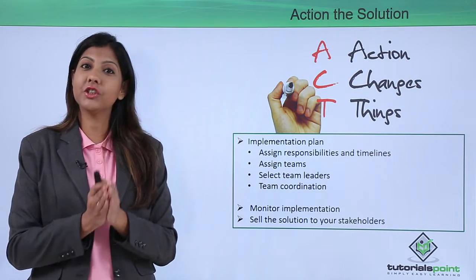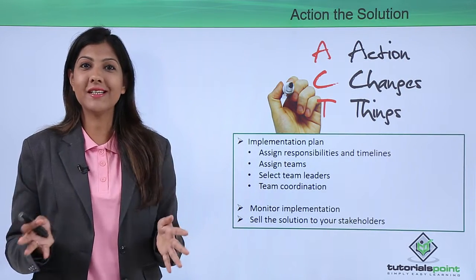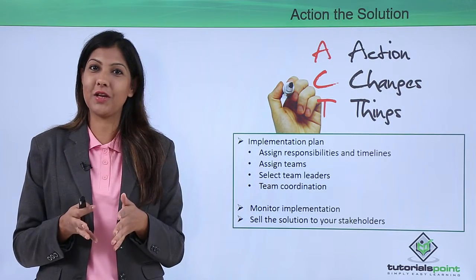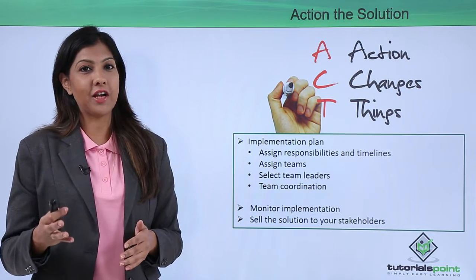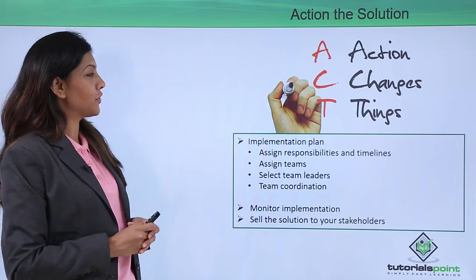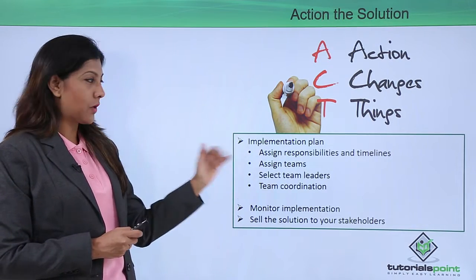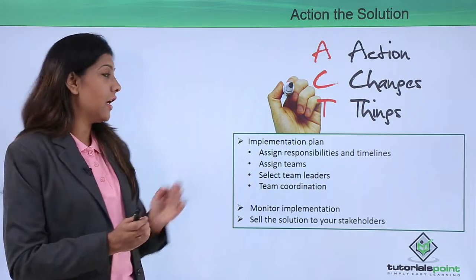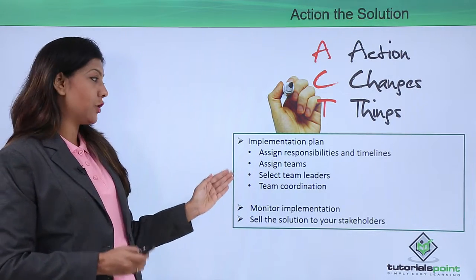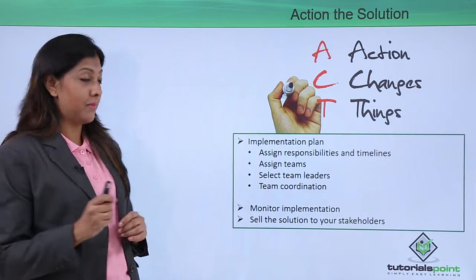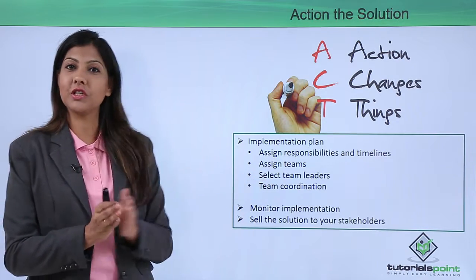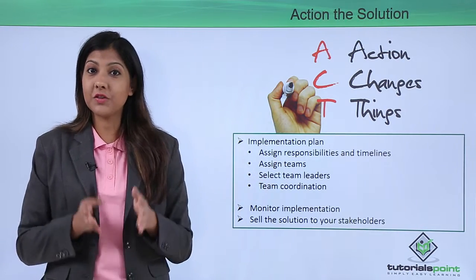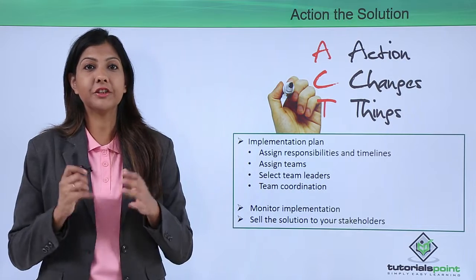Now you need to action the solution. There is no point in just getting all the solutions together if you do not take a plan of action. So how do you action the solution? You do an implementation plan, which is assign responsibilities as well as timelines. You need to assign teams. You need to also select your team leaders and team coordination. All of these things together will help you to action the particular plan.